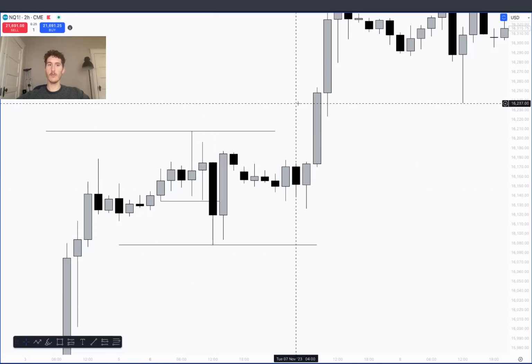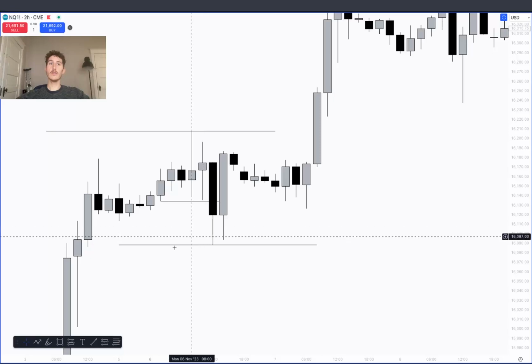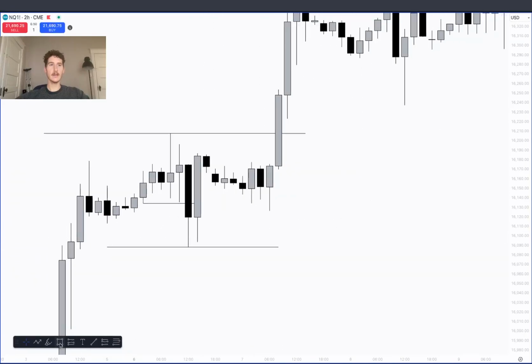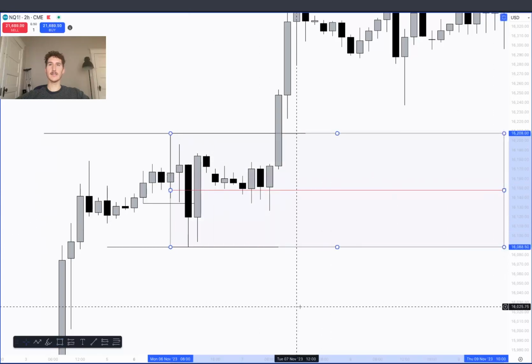When we're trending up, we're not looking for a closure above the low candle, right? We're looking for a closure above the high, and then that makes this a low. And that is how you identify a swing, okay? That's how you identify a swing.